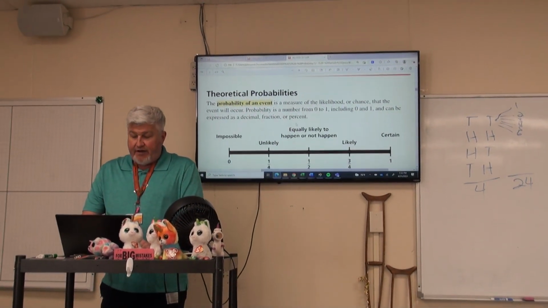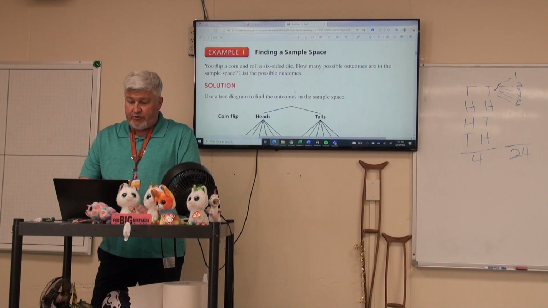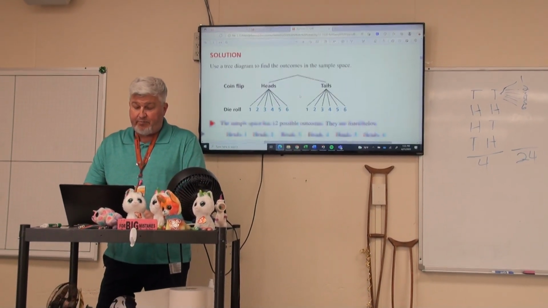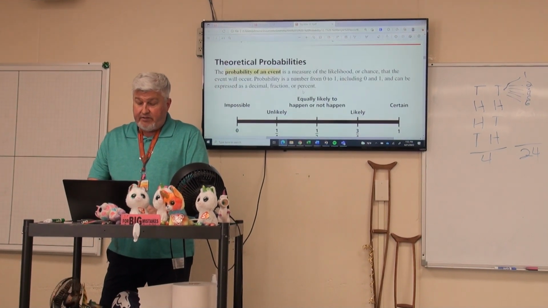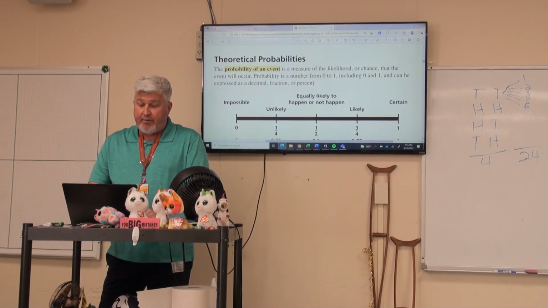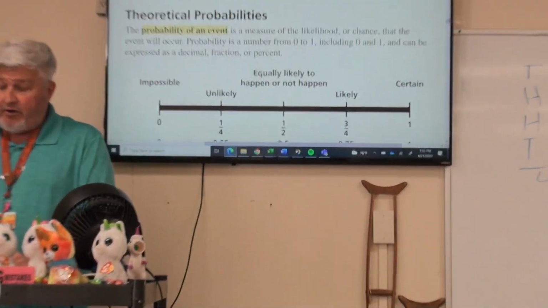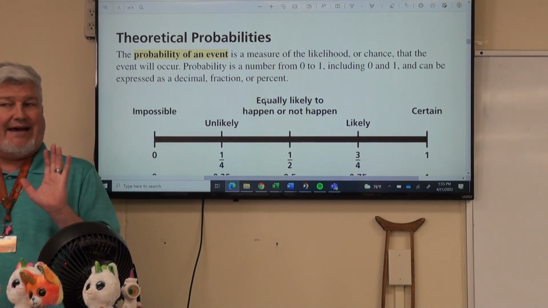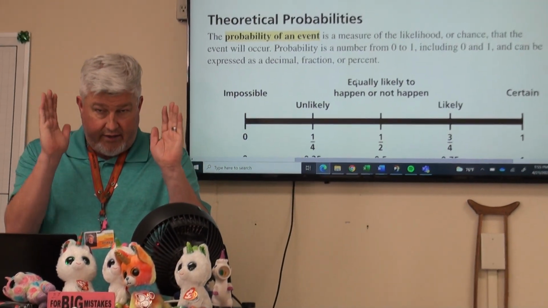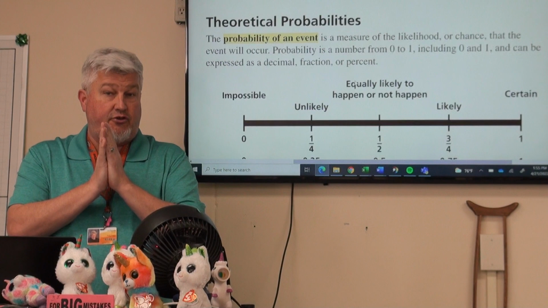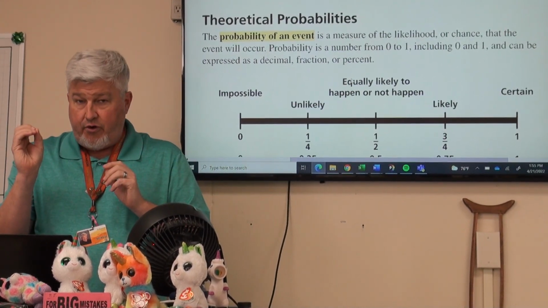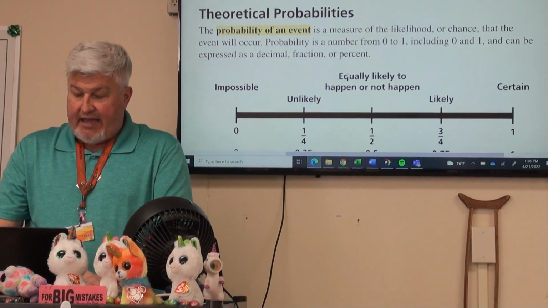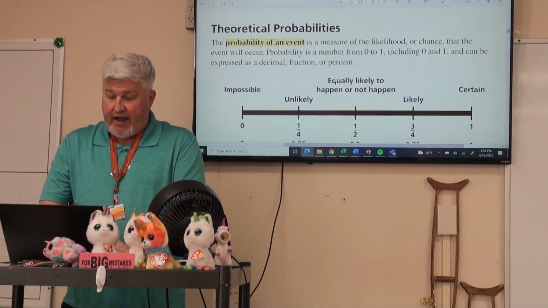All right, so now we go to, remember at the beginning we said what you're gonna learn: sample space, which we just talked about, then finding theoretical versus experimental probabilities. So theoretical probability is the probability of an event, the likelihood or chance that the event will occur. Probability is always a number between 0 and 1, so it's always gonna be a fraction or a decimal. 0 or greater, 1 or less, nothing outside of that. And it can be expressed as a decimal, a fraction, or a percent.